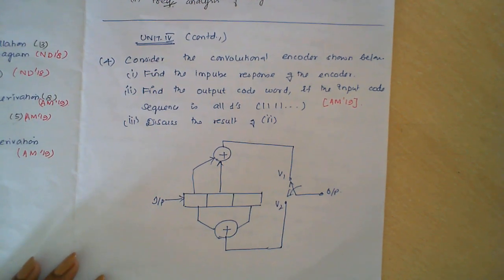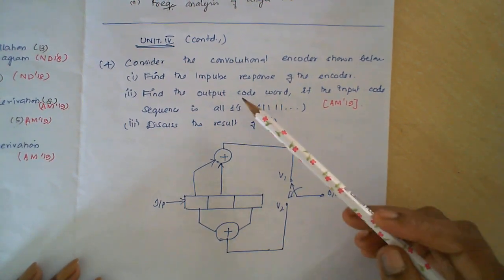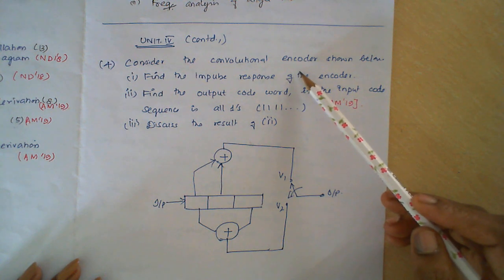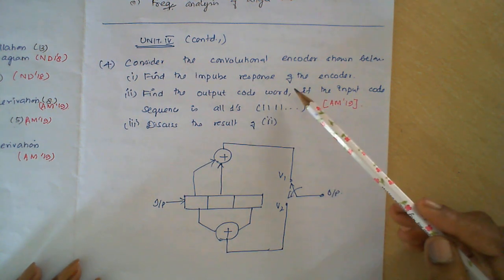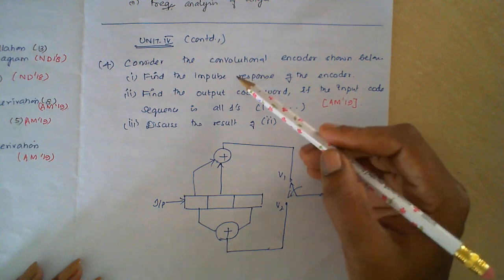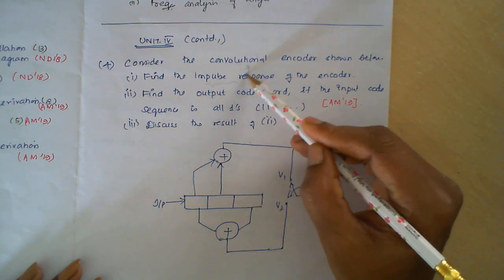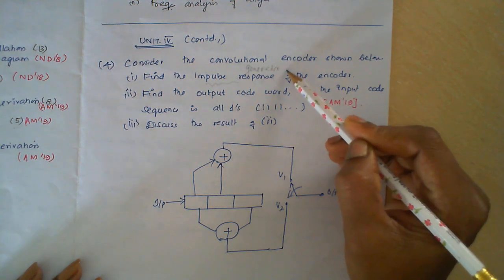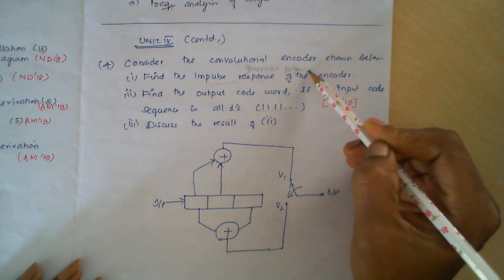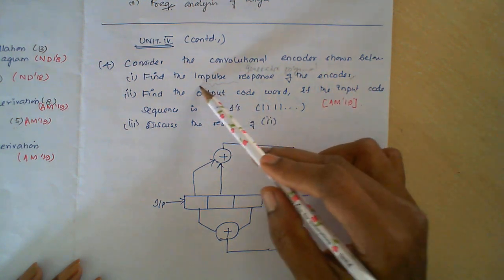Coming to the other choice, this question is about a convolution encoder. Find the impulse response of the encoder. Don't get confused. This impulse response is nothing but identifying your generator polynomial. So you should identify the generator polynomial, and that is what they have asked.